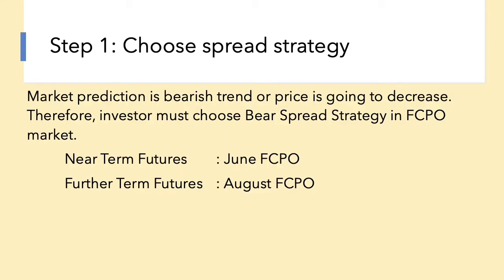To answer this question, first step, you need to choose your spread strategy. Based on the market prediction mentioned in the question, you expect a bearish trend in the market, or the price is going to decrease, so you must use the bear spread strategy in the FCPO market. Then you need to identify your near-term futures and further-term futures. You plan to use the June FCPO contract and the August FCPO contract. The June FCPO contract is the near-term futures because it has a shorter maturity period compared to the August FCPO, which we consider a further-term futures because it has a longer maturity period.